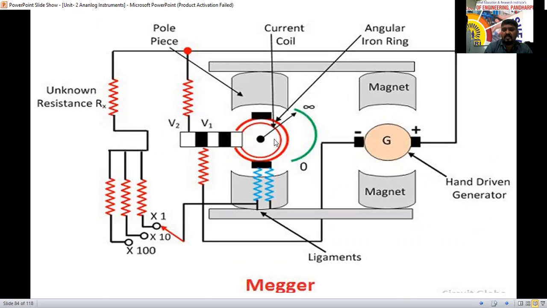If it is at the infinity side, the voltage coils are in the weak magnetic field. Weak magnetic field means the torque produced is very low, so that is infinity, we are going to call that one here.